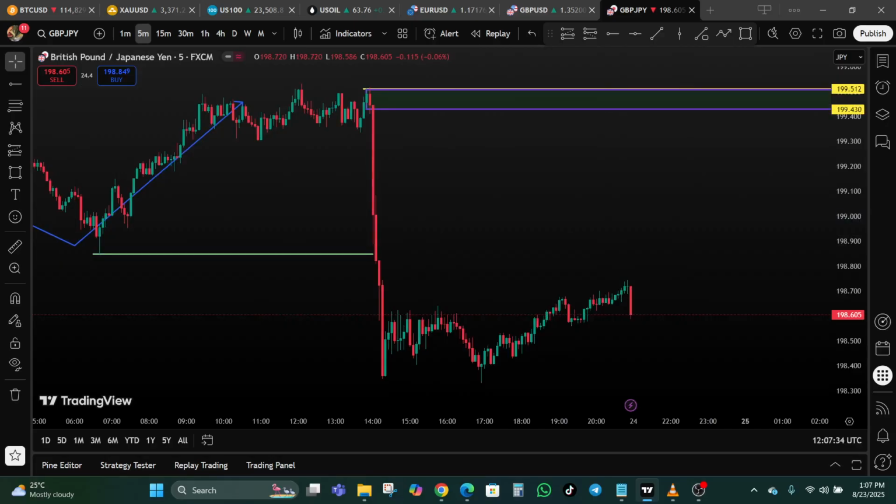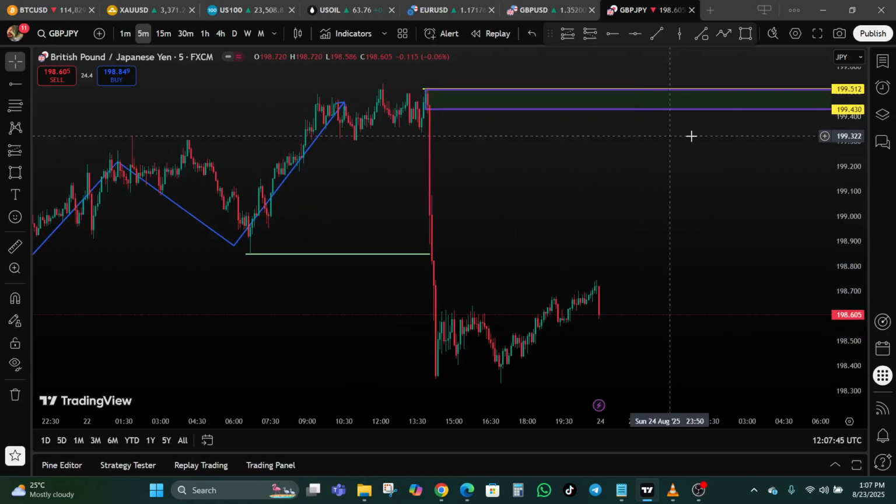So once you've marked out your point of interest, just patiently wait for price to come back to that zone, and you see how price reacts around that zone. Okay, so how do you identify a valid point of interest?